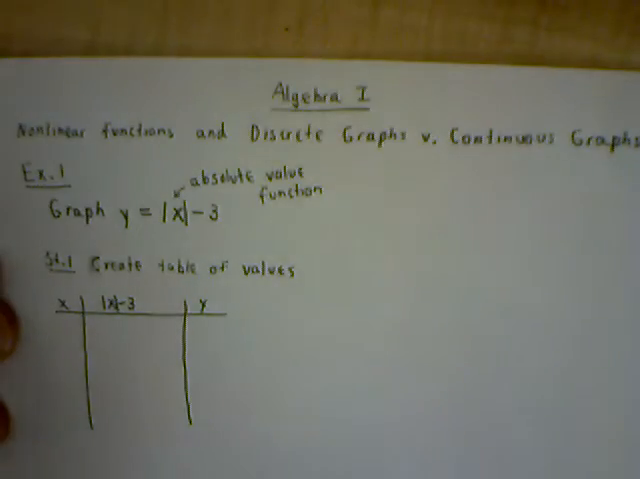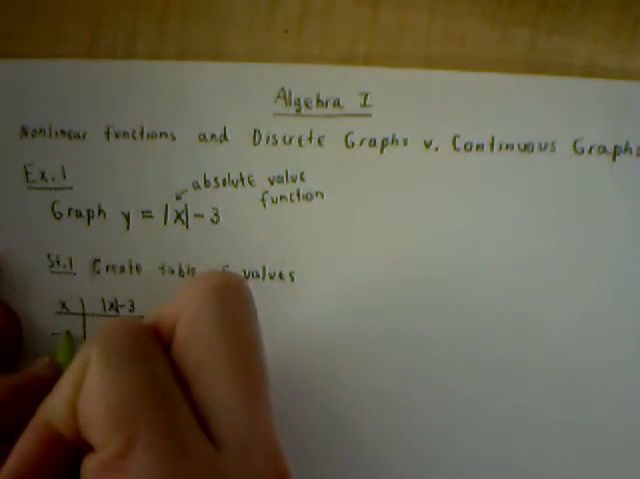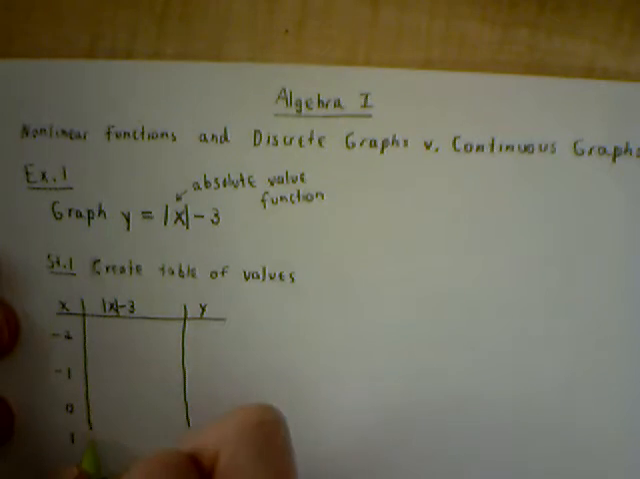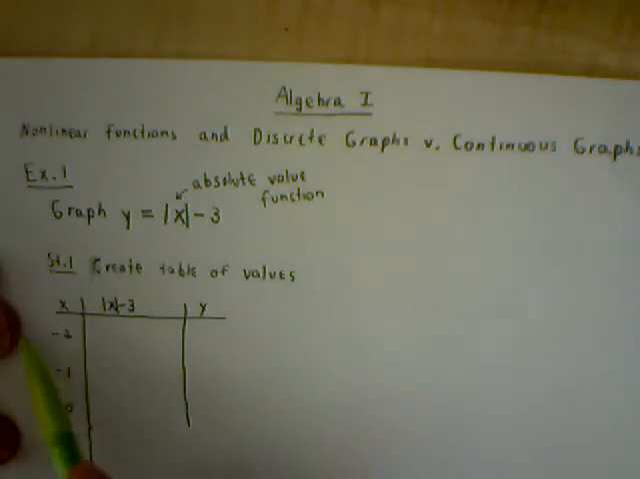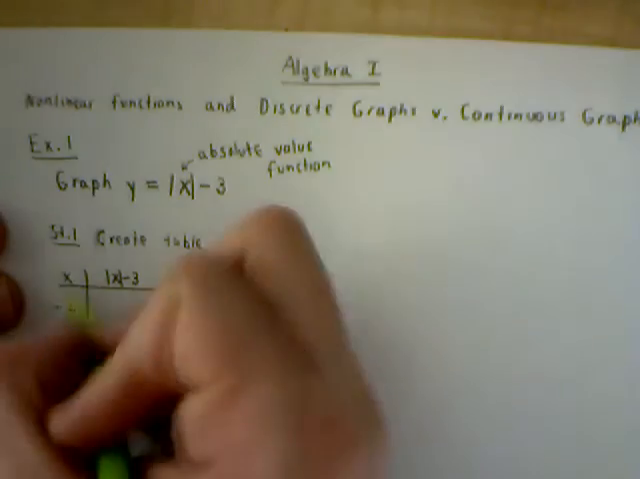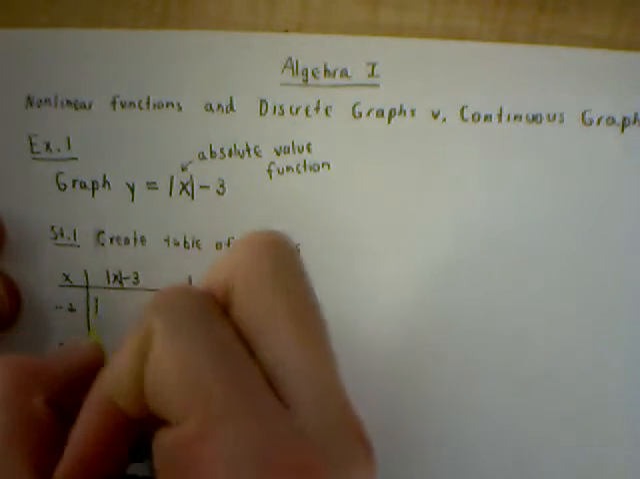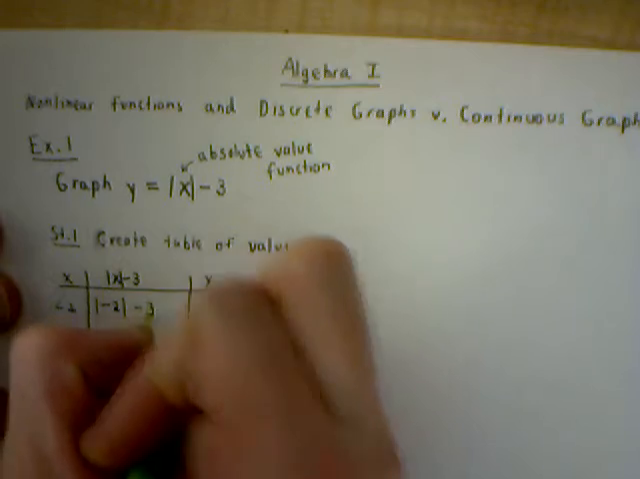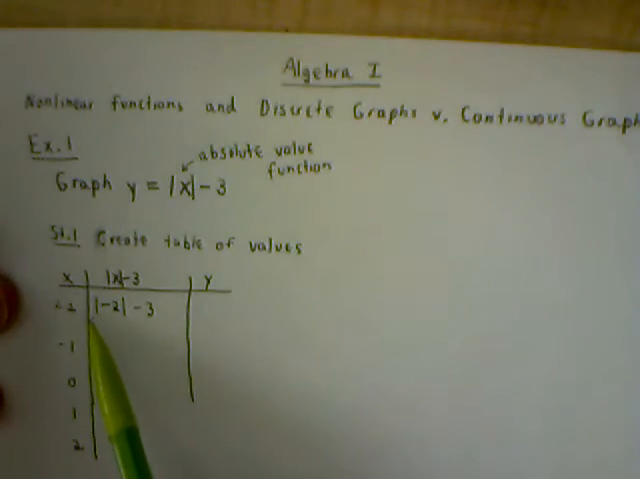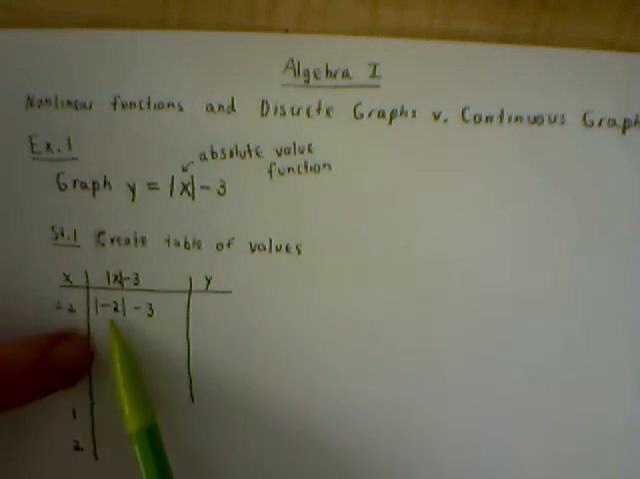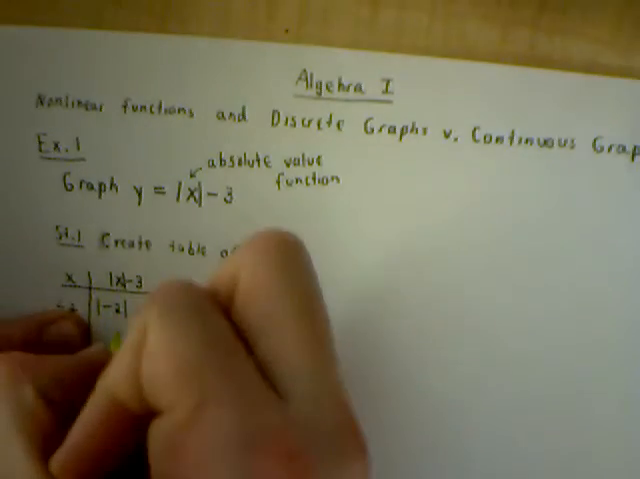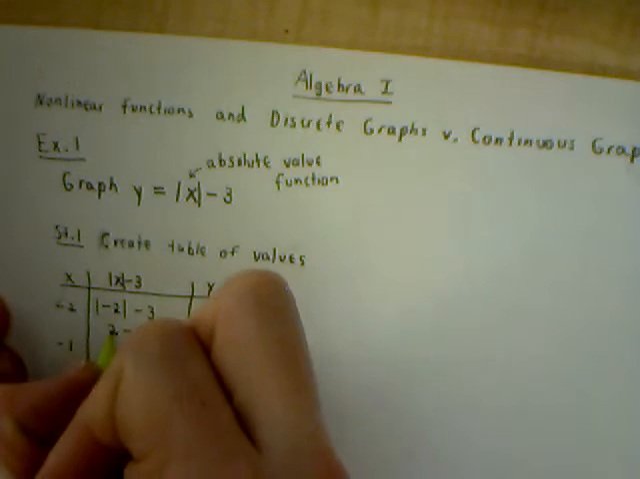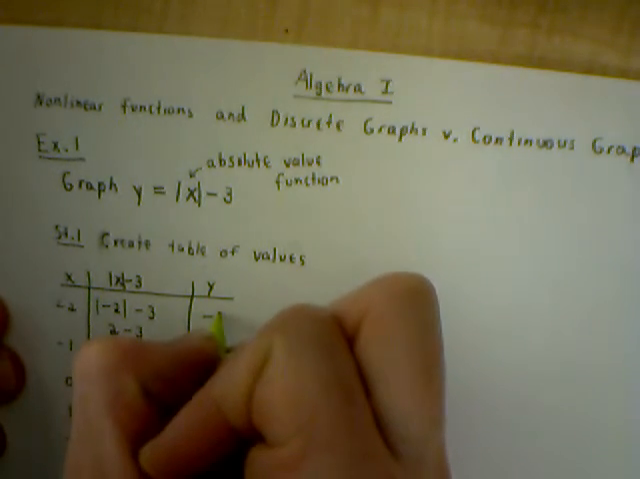So let's go ahead and do this. My values are going to be negative 2, negative 1, 0, 1, and 2. Give yourself some space so you can actually work it out. We're taking the absolute value of negative 2 and then subtracting 3. When I'm taking the absolute value, I'm asking how far is this number from 0? Well, it's positive 2 spaces away from 0. 2 minus 3 gives me negative 1.